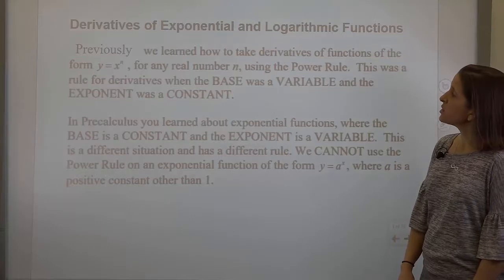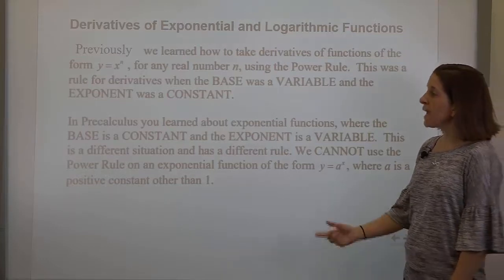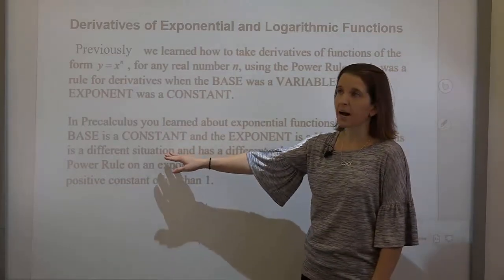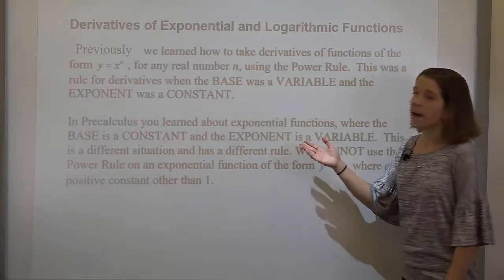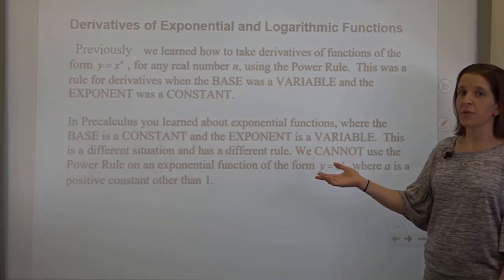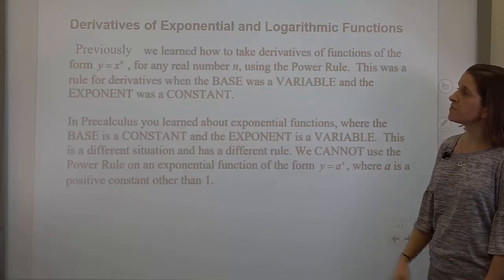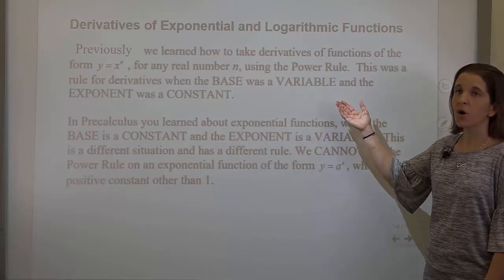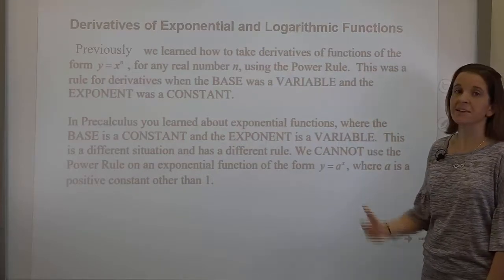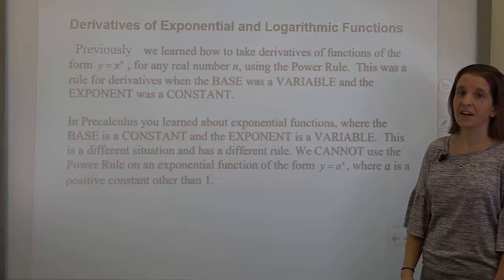Here, we're going to look at what happens when our base is a number or a constant and our exponent is a variable. And that's what's going to make this different. We can't use the power rule on these exponential functions because they don't have the same format. They're a different kind of function.